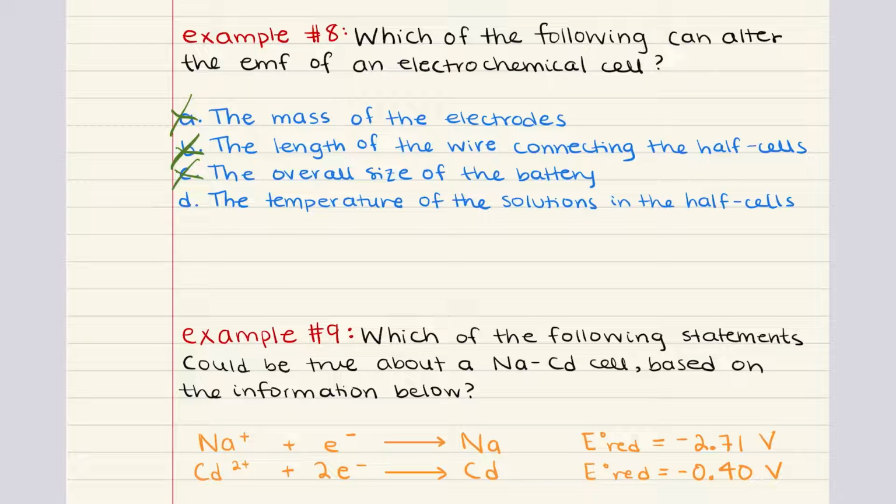Option D says the temperature of the solutions in the half cells. Now, this option is correct because temperature can alter the electromotive force as described by the Nernst equation, which includes a temperature term. According to the Nernst equation, the EMF of an electrochemical cell is temperature dependent. So increasing the temperature can change the reaction kinetics and the equilibrium position, thereby altering the electromotive force. So the correct answer to problem 8 is going to be answer choice D.